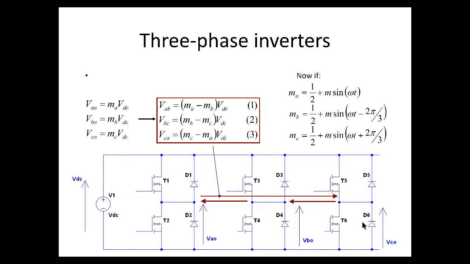What's the output voltage of the third leg? VCO is going to be whatever modulation index you set it to be times the input voltage. And of course, if you look at this, you have the three-phase load, so you can have, let's say, VAB, and then VBC, and then VCA.